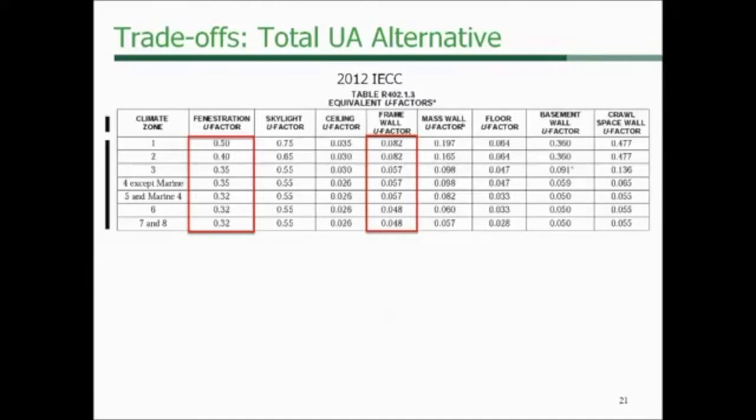This means that a slight trade-off or slight benefit improvement in the fenestrations can make a large difference in the walls, because there's such a huge difference in the U factors. So what am I saying when I say a slight difference in the fenestration U factors?